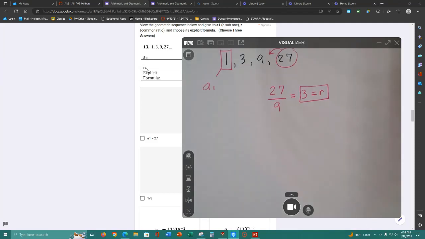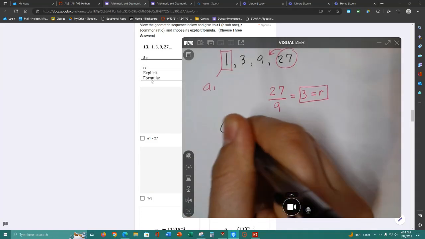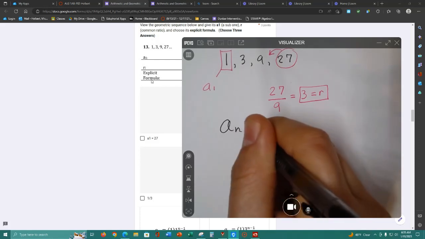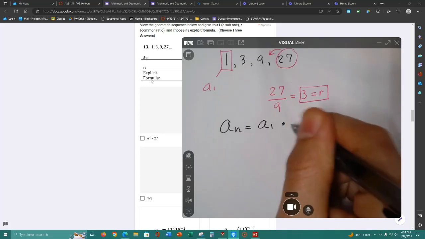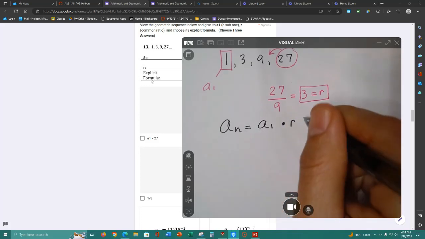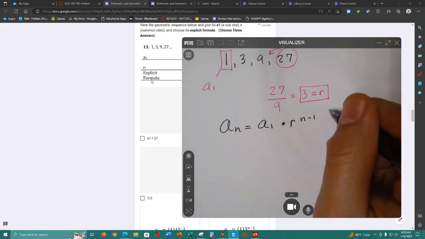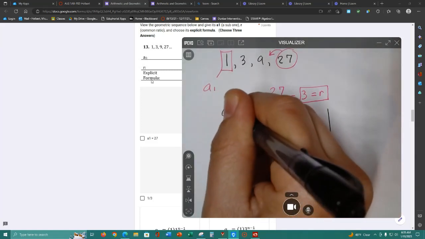And the next thing I need to do is give its explicit formula, right? It said that right here. So that's the third thing I'm going to find. So let me go in and write the explicit formula. Now remember, our formula for geometric sequence is a sub n is going to be equal to a sub 1 times r to the power of n minus 1. Now, just as a side note, I'm going to write a couple things. This is the geometric formula.